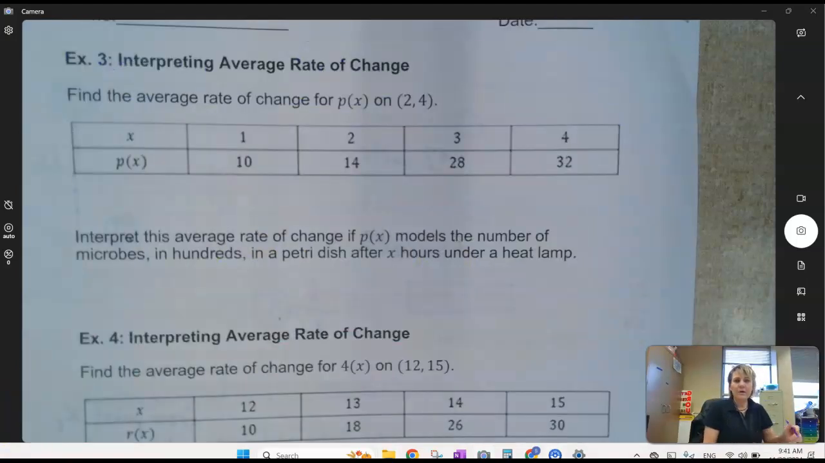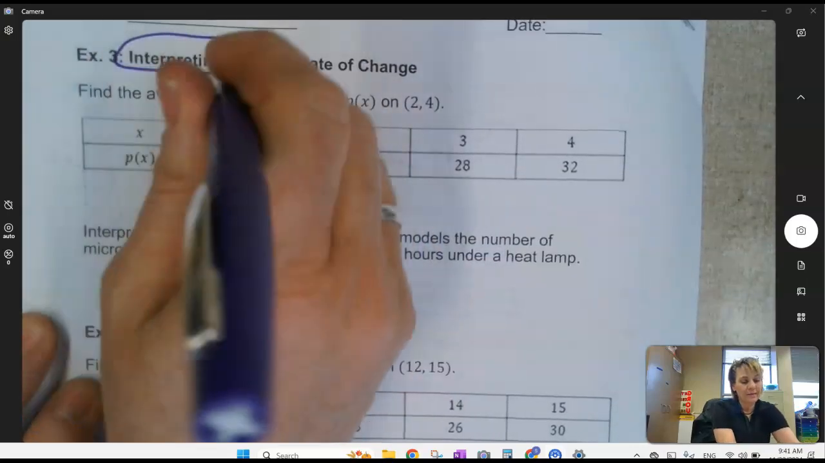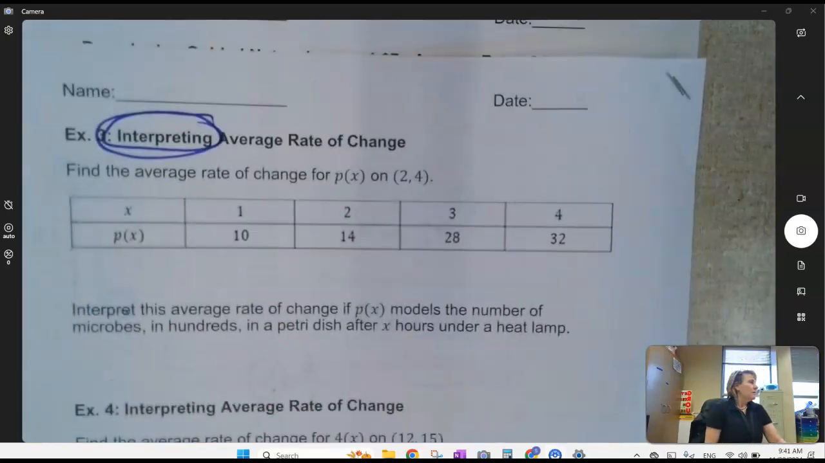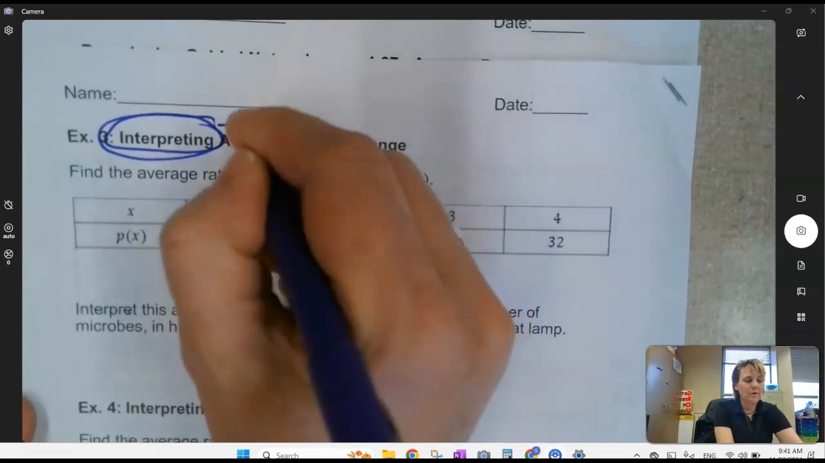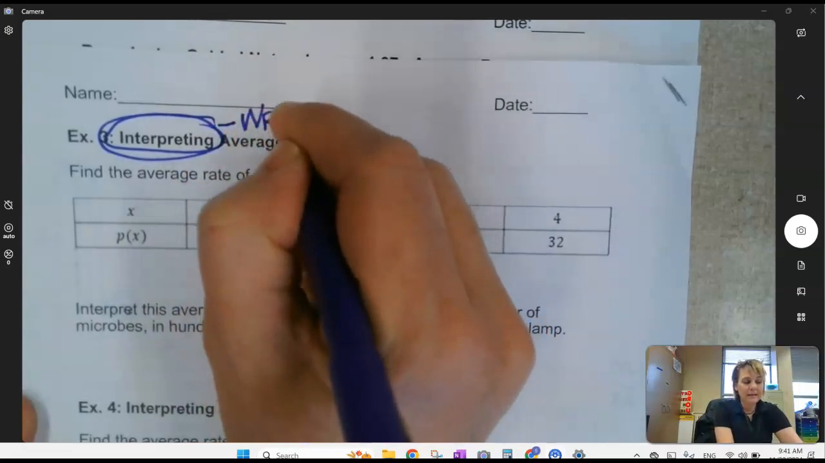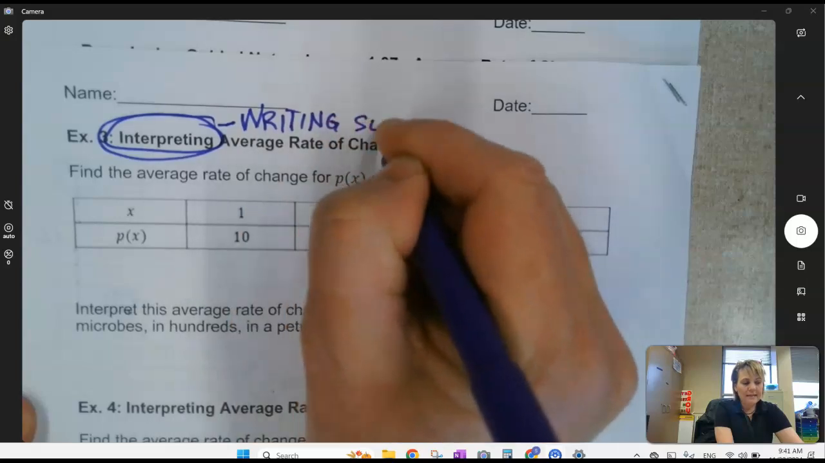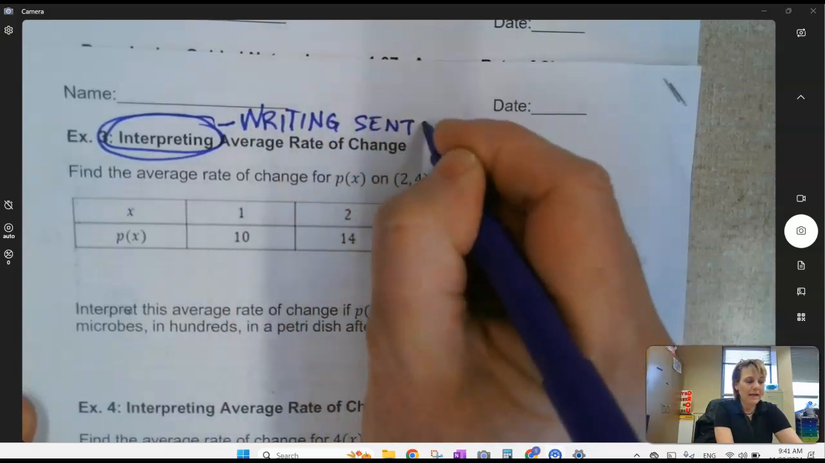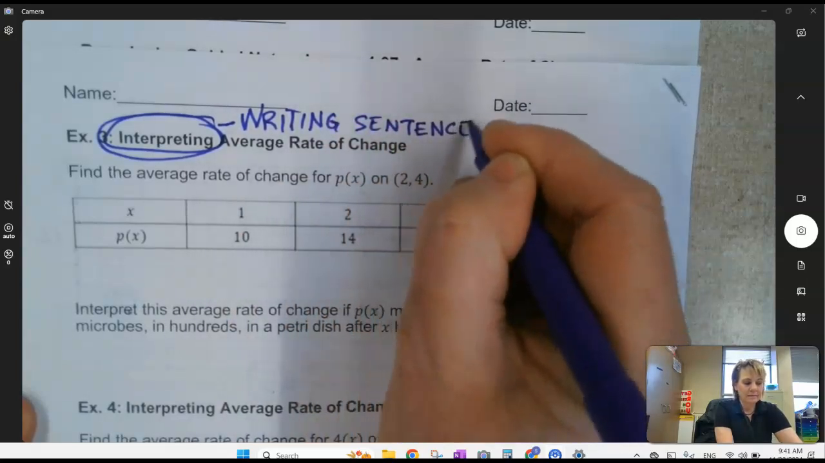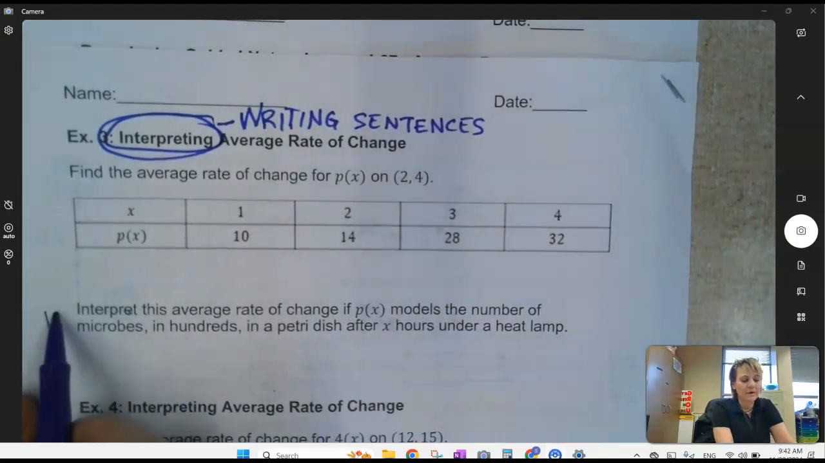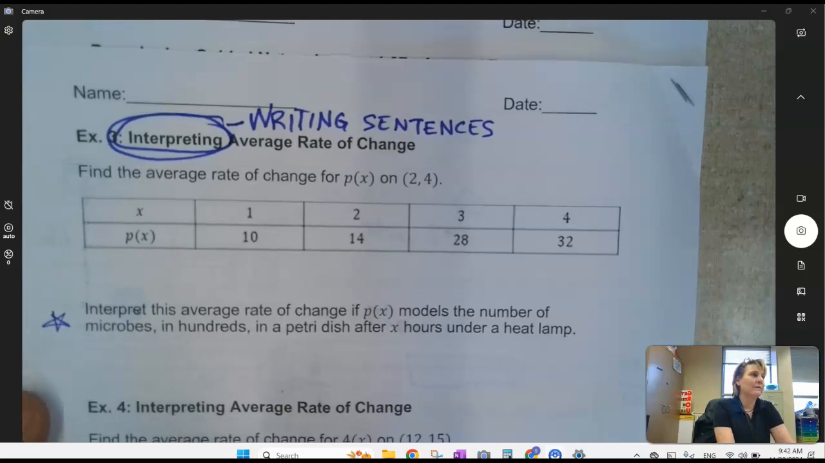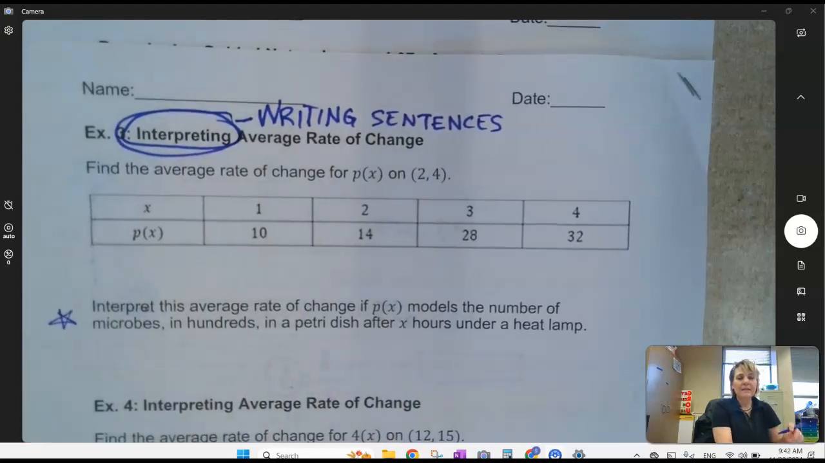On this third example, we have interpreting. Please remember that anytime they say interpret, you are writing a sentence or sentences to describe what's happening in context. They're going to give you the context down here, but the first thing we're going to do is calculate this.